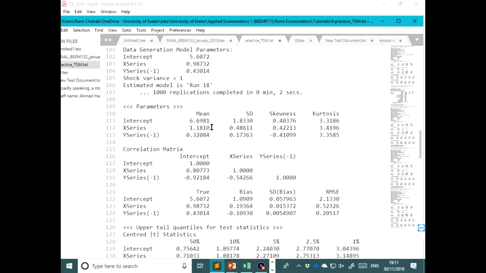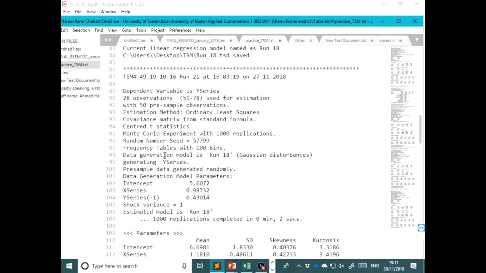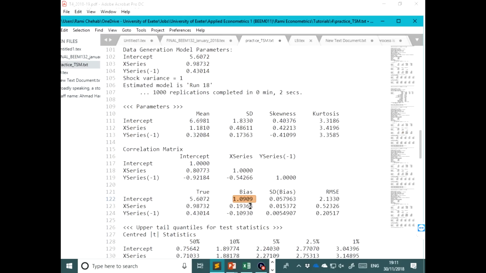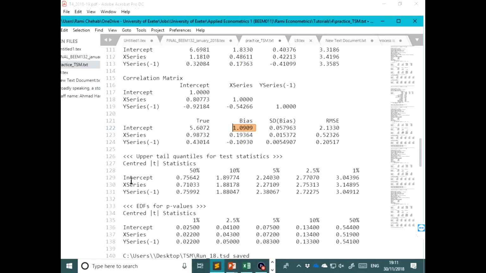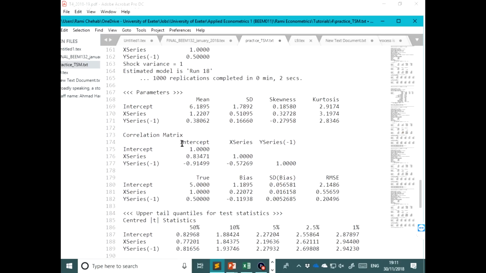I will attach this file to you so that you can compare when you do your simulations. You can see that this is at 5%. The bias is 1.09. Okay, I'm assuming that here we are having 28 observations. The bias is very small. Remember, the bias is defined as beta hat minus the true parameter beta. And you can do this for other experiments as well.